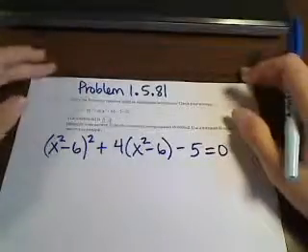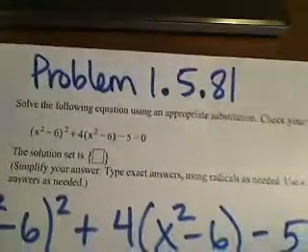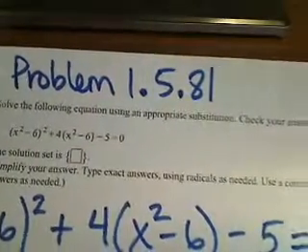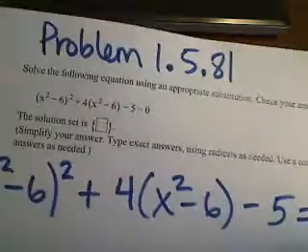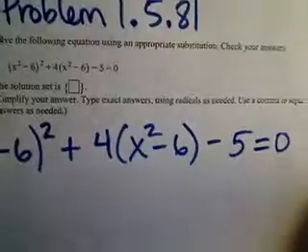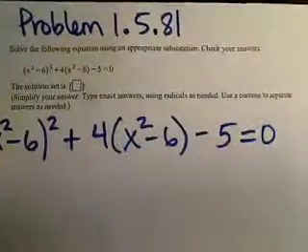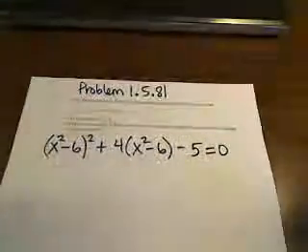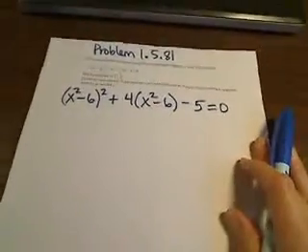Okay, so this is problem 1.5.81, and they ask us to solve the following equation using an appropriate substitution, and they want us to check our answers. And then they want us to type the exact answers using radicals as needed. Okay. All right, so if we're going to use a substitution, they're talking about using u substitutions in this problem.